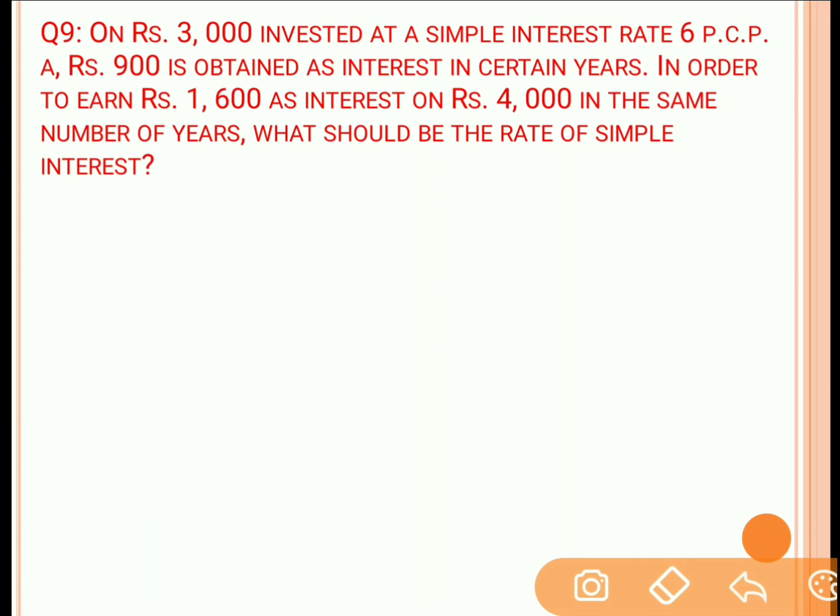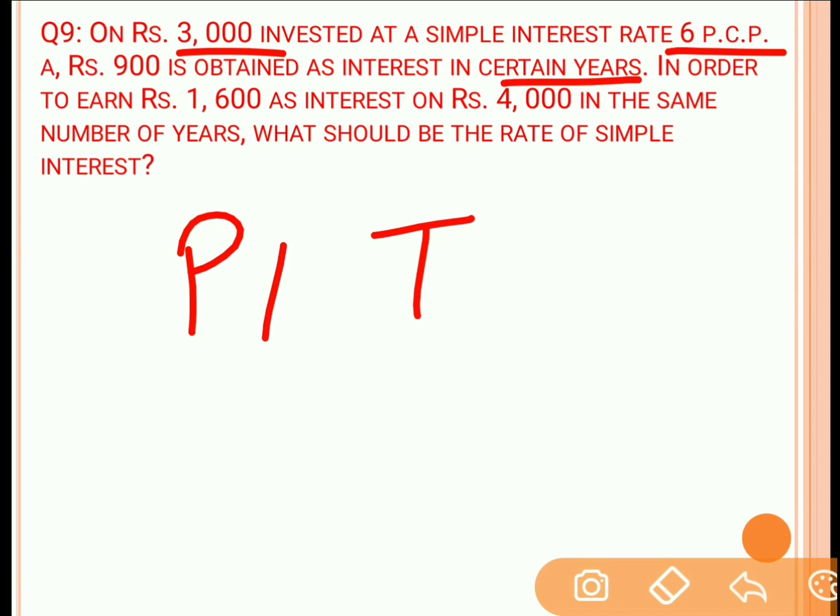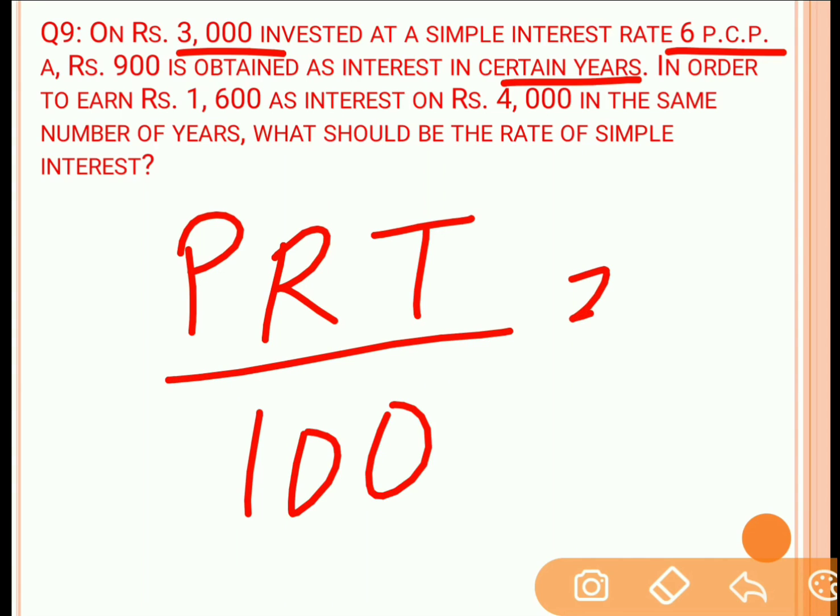Now, this problem consists of two statements. First statement tells that 3,000 rupees is invested. So this is the principal amount which is to be invested at 6% per annum, and if it is invested at 6% per annum for a certain number of years, let's say that it is invested for 3 years and R is the rate of interest, then the simple interest which is obtained is equal to 900 rupees. So in this equation, P is known, R is known, and simple interest is known. Only unknown over here is the time period. So we will first of all find out the time period from the first statement.